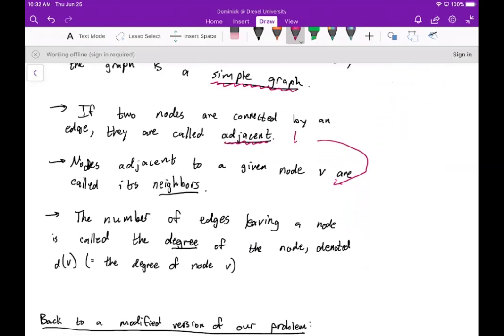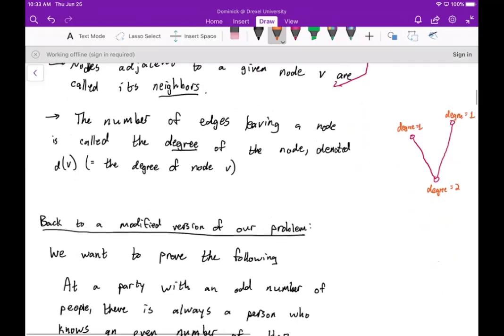Now, the number of edges that leave a node is called the degree of the node. So for example, let's just draw a simple graph over here. Maybe something like this, then we would say that the degree of this node, of course, is 1, as is this one, and this degree is 2. All based on the number of edges that are leaving a particular node.